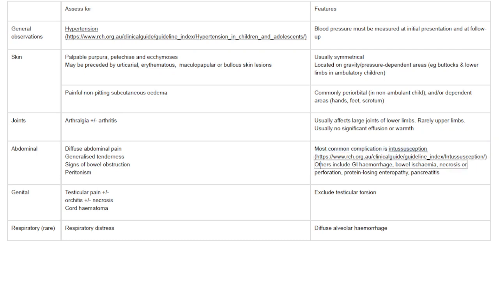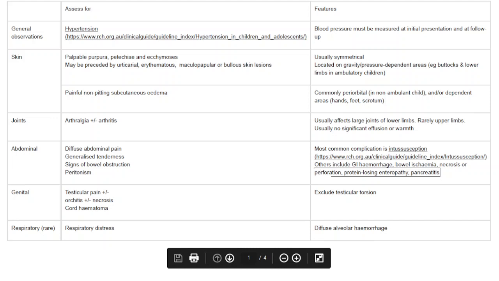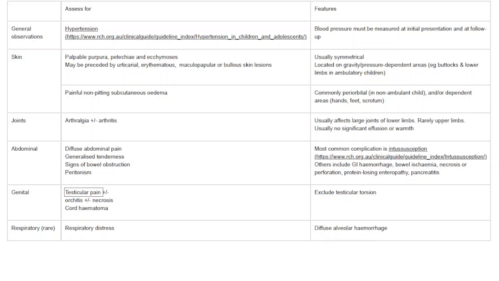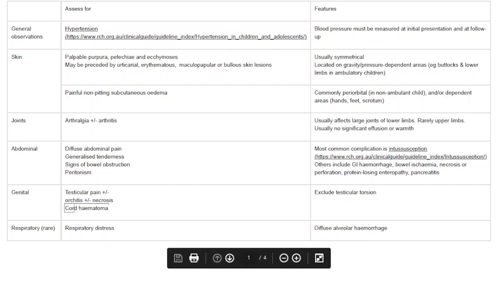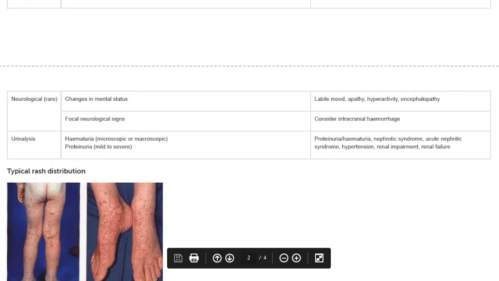Others include GI hemorrhage, bowel ischemia, necrosis or perforation, protein-losing enteropathy, pancreatitis, genital: testicular pain, orchitis, necrosis, cord hematoma, exclude testicular torsion; respiratory distress, diffuse alveolar hemorrhage.